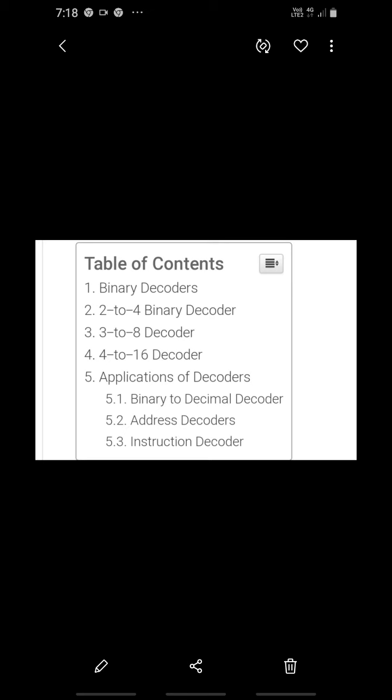Here are different types of decoders: binary decoders, 2 to 4 binary decoders, 3 to 8 decoder, 4 to 16 decoder. The applications of decoders are widely used in binary to decimal decoder, address decoders, instruction decoders. So these are the examples and applications of the decoder.